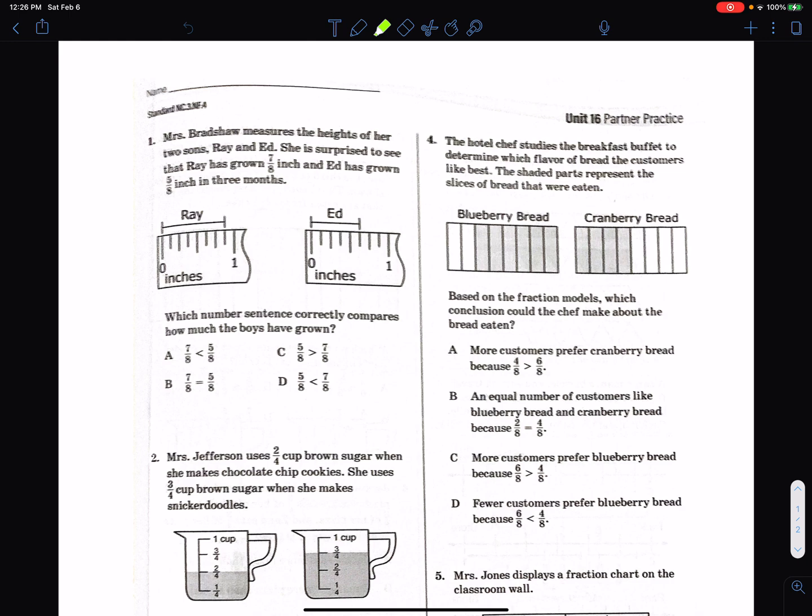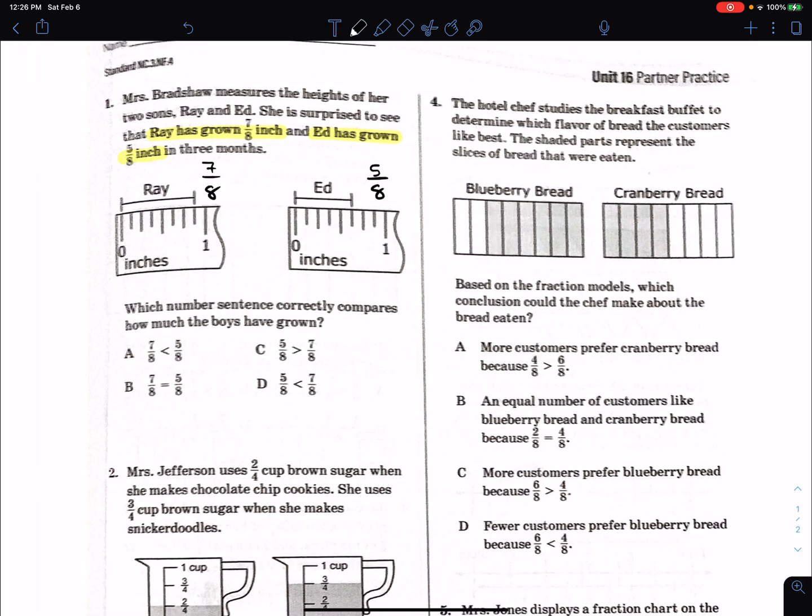So just by looking at this, I know how much Ray has grown. They've told us that. So Ray grew 7/8 of an inch and Ed grew 5/8 of an inch. So I'm going to write that beside their names, 7/8, and Ed grew 5/8. So now I need to compare these fractions. There are a couple ways for me to do this.